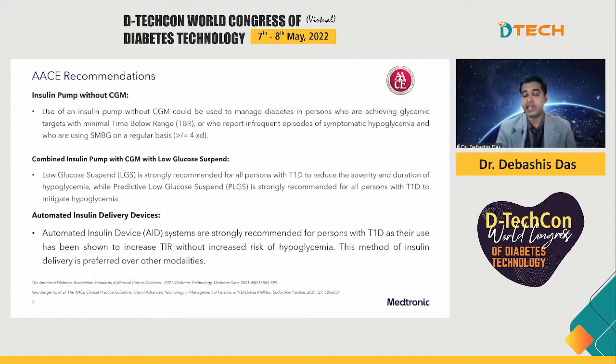About AIDs, ACE has a strong recommendation that everyone with type 1 diabetes should be given the option of AID, because a lot of studies have shown that it improves TIR with minimal TBR, time below range, and this method of insulin delivery should be preferred over other modalities. So as I said, when we give this option to the patient, their clinical status, their hypoglycemia status, their economic status, and their knowledge about technology are very, very important in deciding which pump to recommend, and let them take the decision along with the physician and the family.